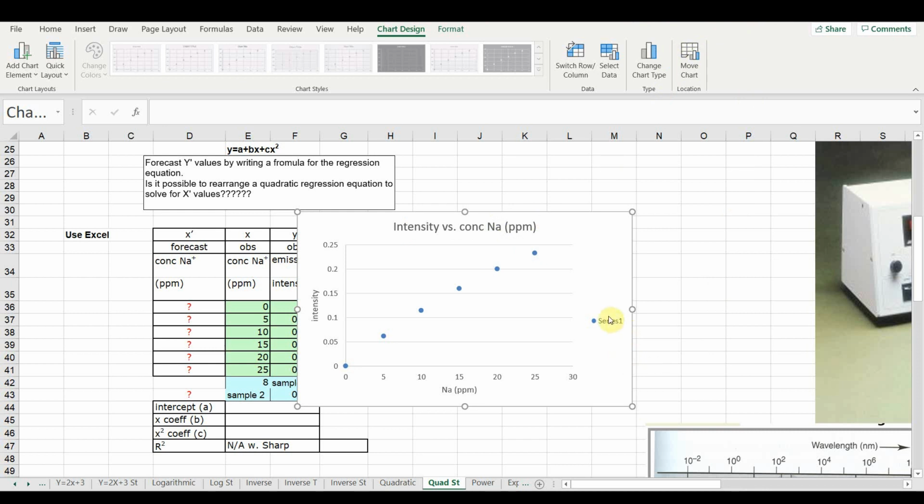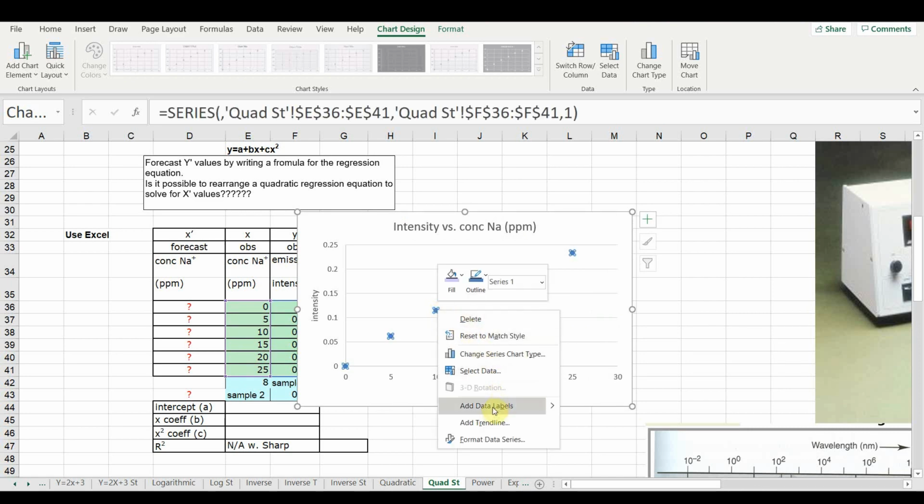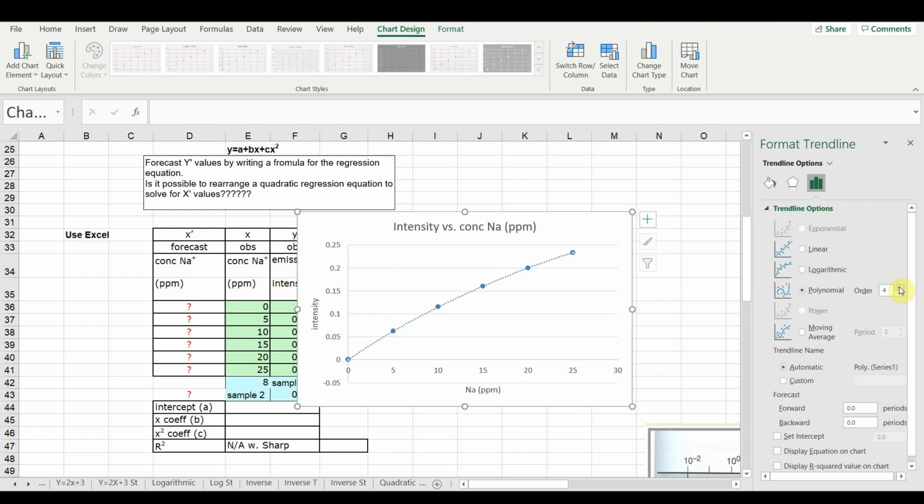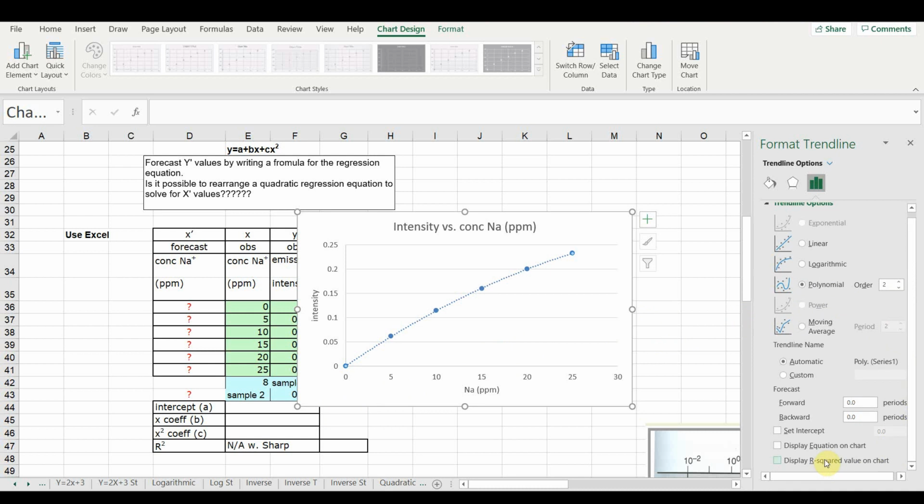I can dispense with this legend since I only have one series on the graph. Let's right click on any point and add a trend line. I want to choose a polynomial. You'll notice there's higher orders. You can go 3rd, 4th, 5th, up to 6th, but we always want to use the lowest possible. You'll appreciate why later. And we saw that the r-squared was very good for a quadratic. That'll be more than adequate. Display the equation, display the r-squared.